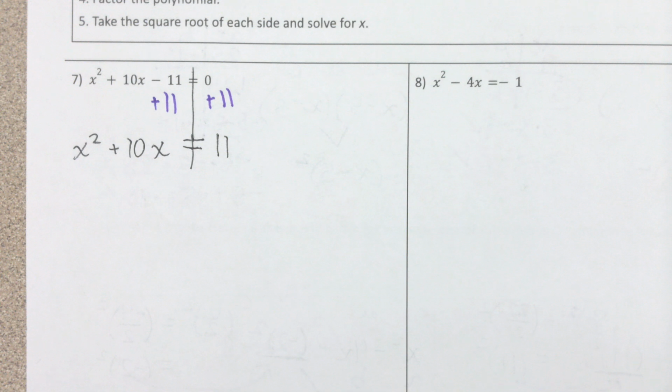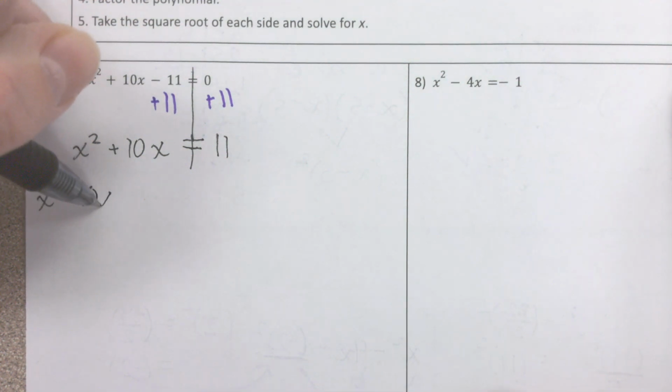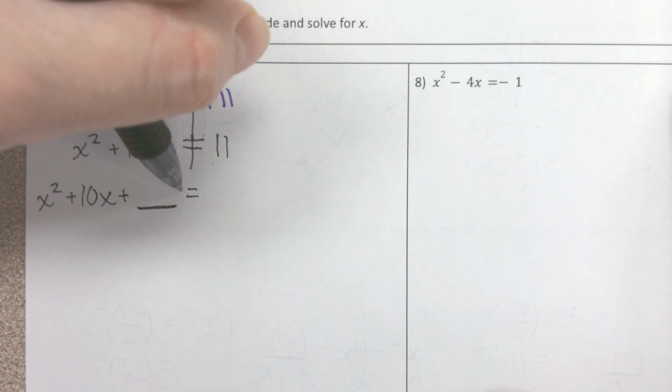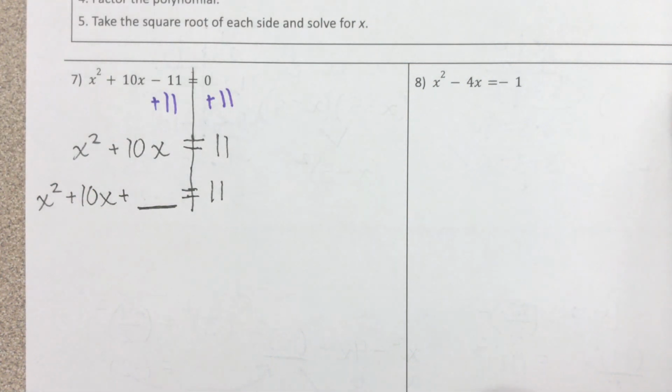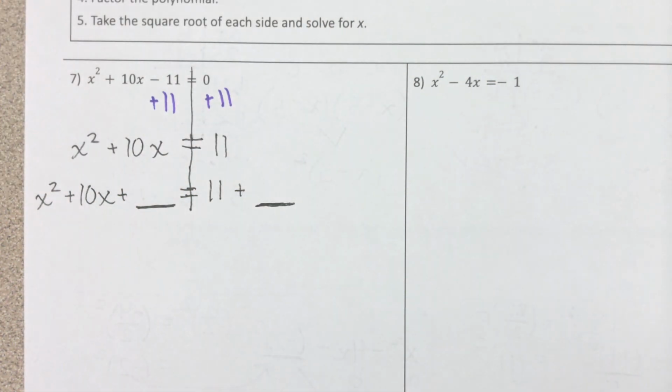After this step, we're going to complete the square. That little exercise we're doing on the front, finding that c, that's what we're doing. So we have x squared plus 10x plus something equals, golden rule of algebra, what you do to one side, you do to the other. So we're going to add that something to both sides of this equation.